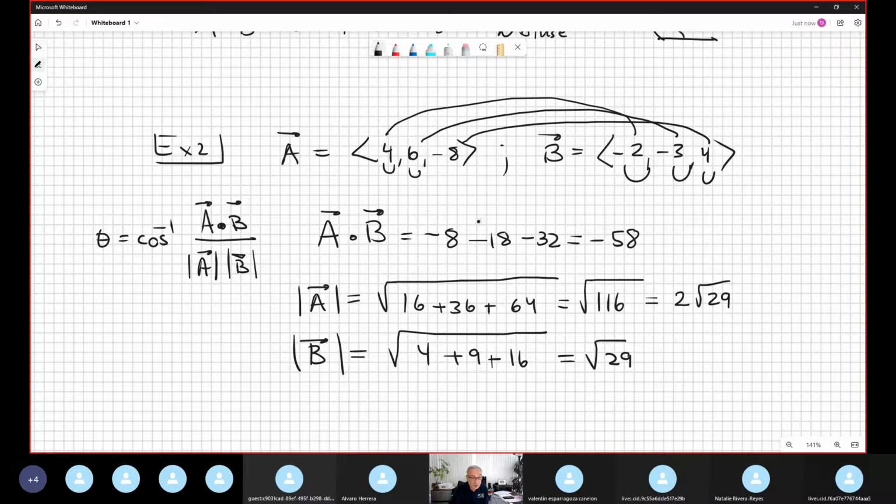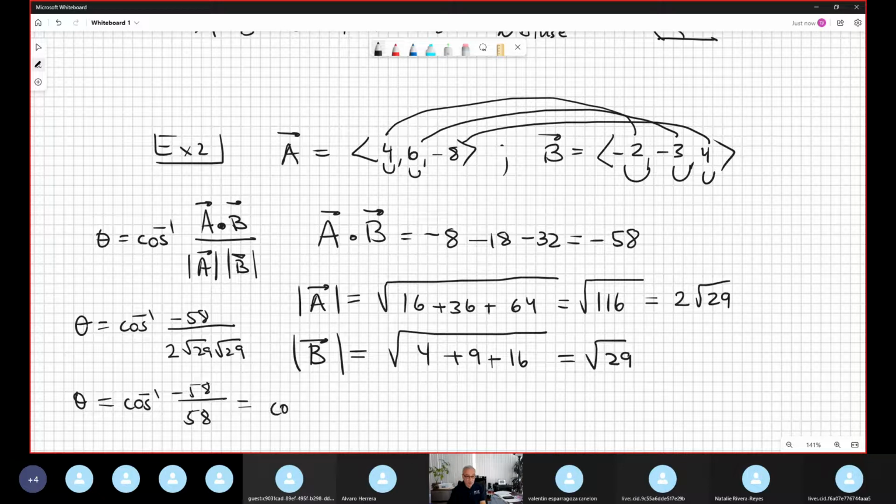Now I go to the formula, and the formula says theta is equal to cosine inverse of this, que es negative 58 divided by 2 radical 29 radical 29. And radical 29 times radical 29 is 29. And 29 times 2 is 58. So theta is equal to cosine inverse of negative 58 divided by 58, que es negative 1. Y I know very well que cosine inverse of the negative 1 value is 180 degrees. Wow, I discovered que these vectors are parallel.